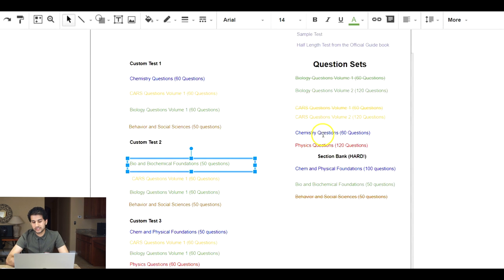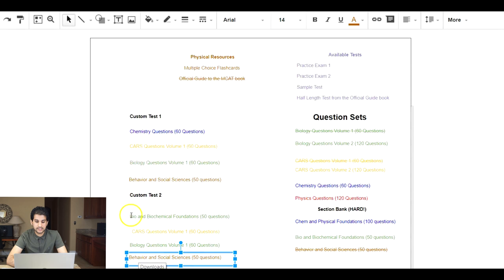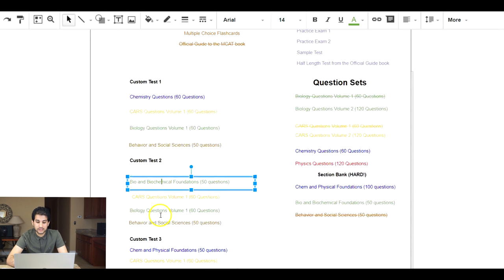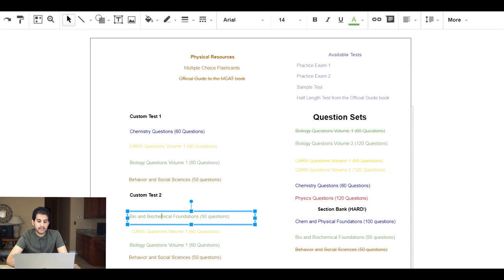You should understand how I'm making these custom tests by using up half of these question sets. So this is custom test 2. Again, CARS and psych, basically the same. Bio and biochemistry, you might be wondering why I selected that as the first section of the test. It's usually the third section. That's because this is section bank biochem, which is really, really hard.